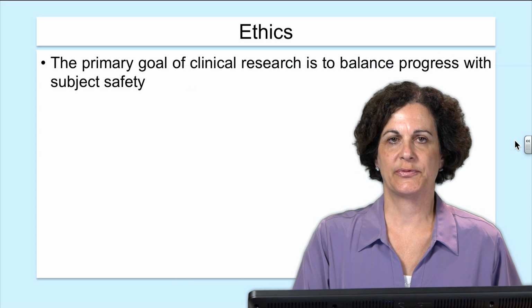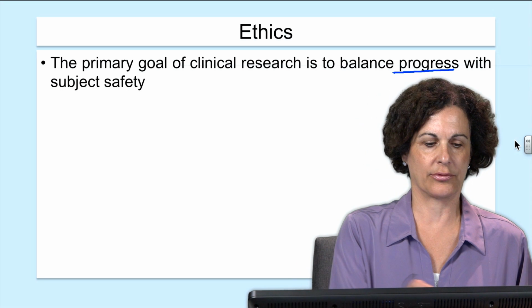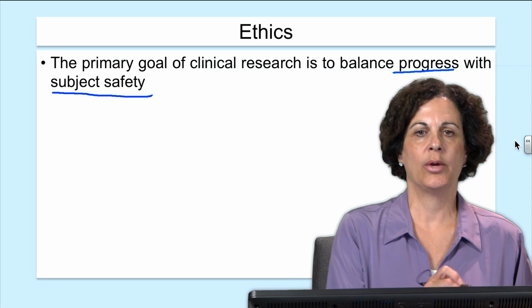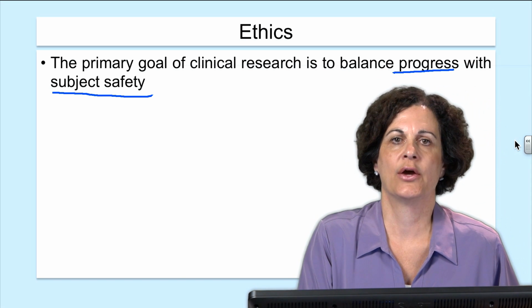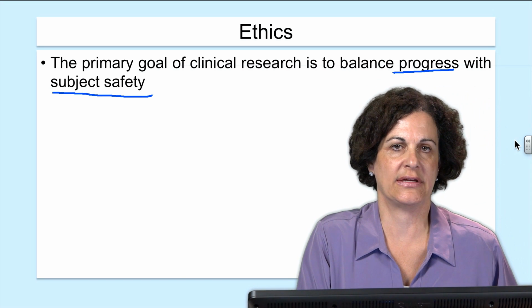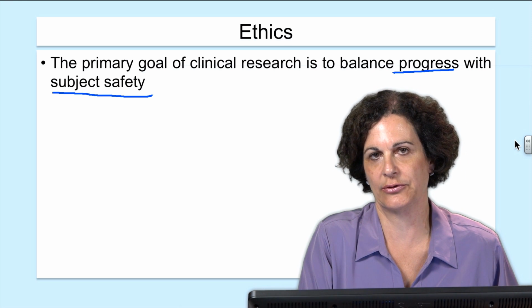Ethics. From the ethics perspective, the primary goal of clinical research is to balance medical progress with subject safety, because we don't want to move too quickly forward and put subjects at risk who might not otherwise be at risk if they didn't participate in the clinical trial or take the particular drug under study.